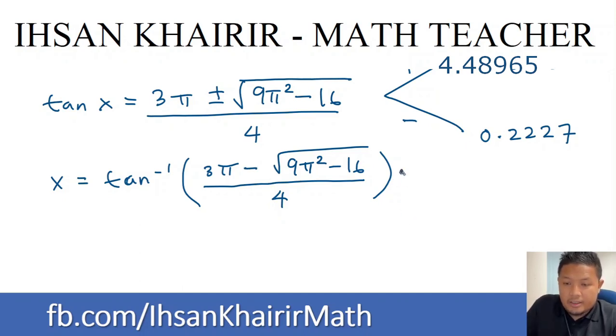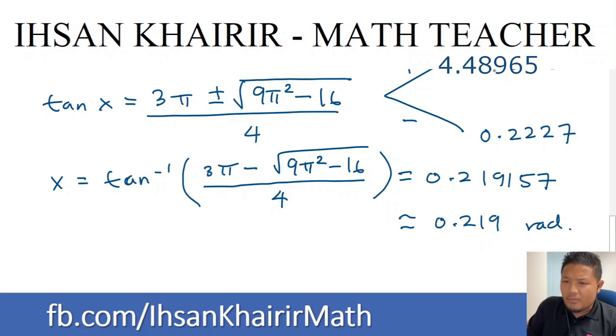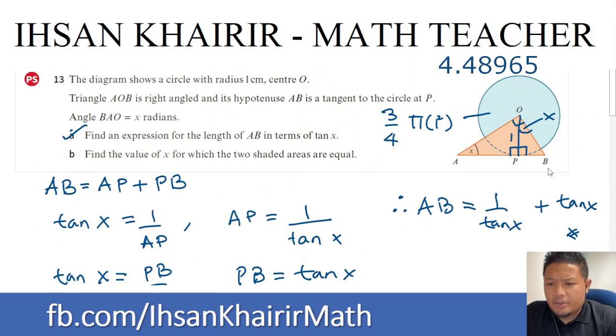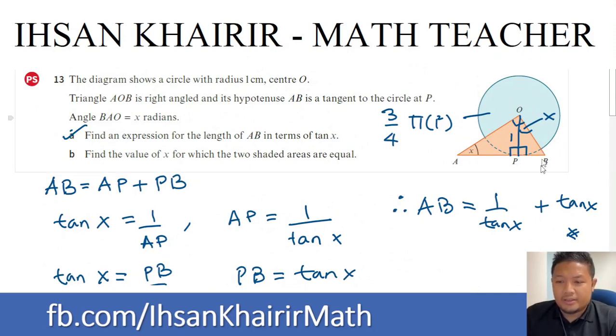If we go and calculate this using minus for x, you will get this to be around 0.219157, etc., which is approximately, in three significant figures, 0.219 radian. Of course, you can go and find the other one. That other one will actually correspond to the angle at B.